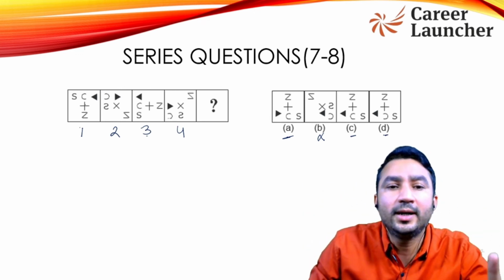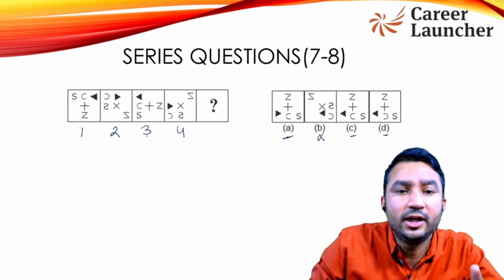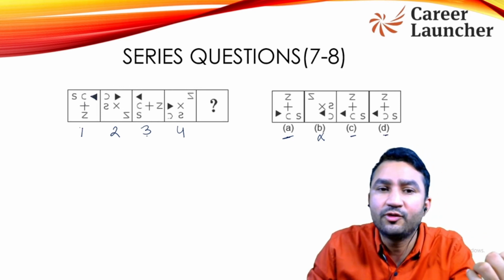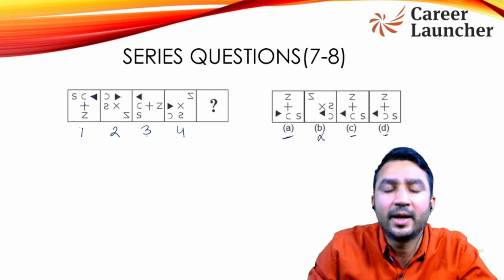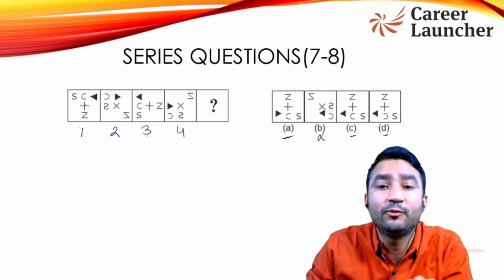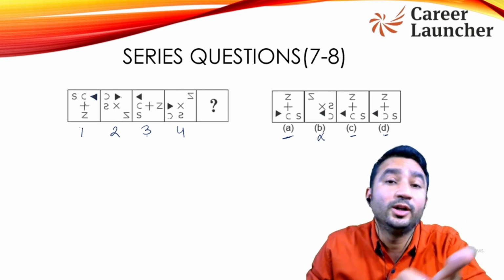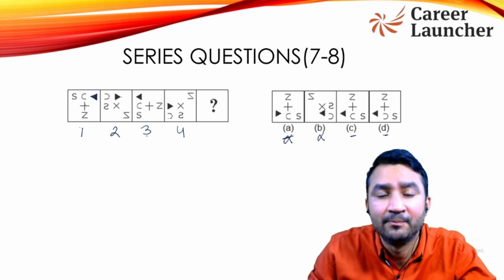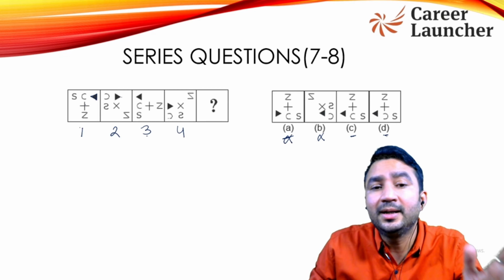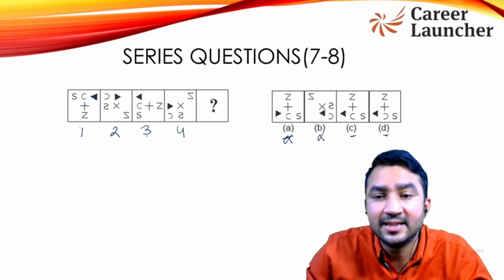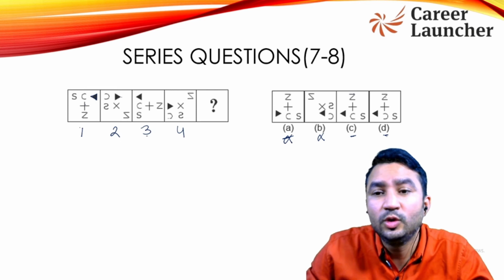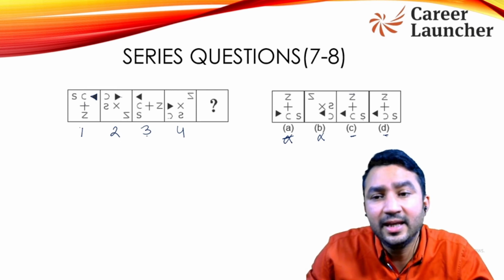Now if you look at this shaded triangle, it is left pointing in the first frame, right pointing in the second frame, left in the third frame, right in the fourth frame. So in the fifth frame it should be left pointing, but in option A it is pointing toward the right. It is again getting eliminated. So options C and D remain. Now we will look at the element that differs between C and D.